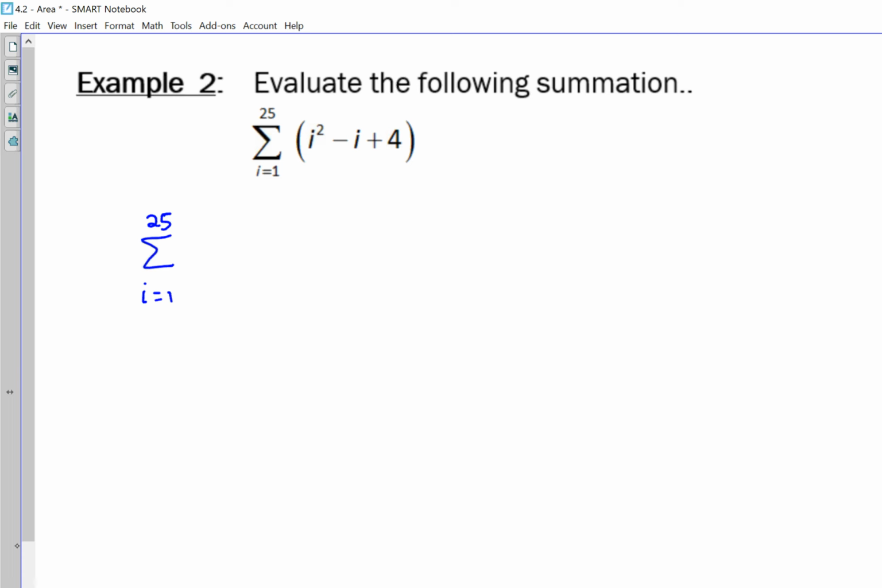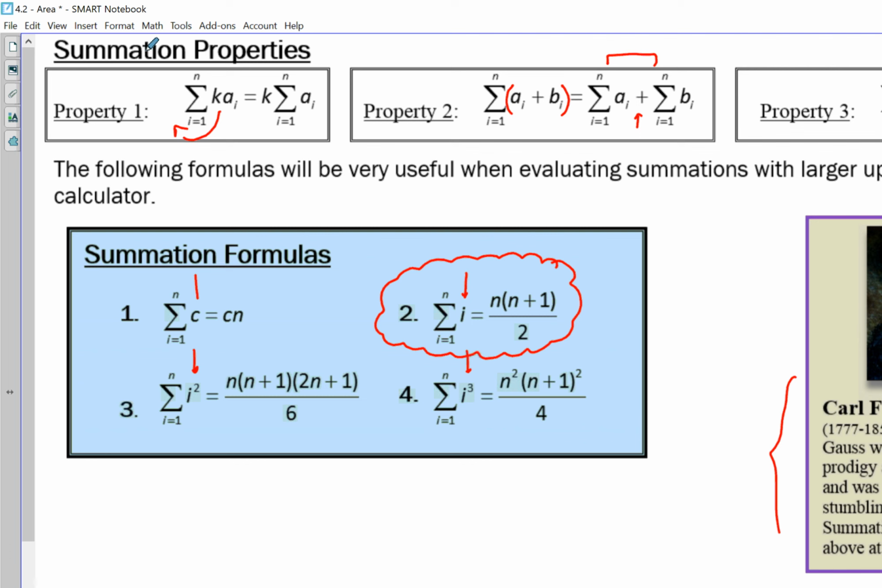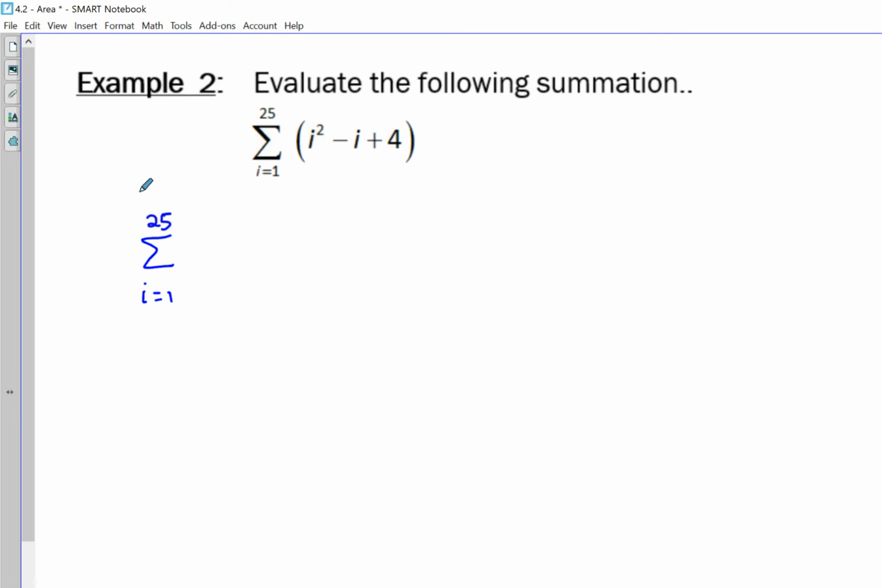The first approach to this is to utilize some of the properties, namely property 2 and property 3, which simply allow us to break this summation apart. So we're going to write this as 3 separate summation expressions: the summation as i goes from 1 to 25 of i squared, the summation as i goes from 1 to 25 of i, and the summation of 4 as i goes from 1 to 25. You'll notice that we just plopped down the appropriate signs in between, a minus followed by a plus.